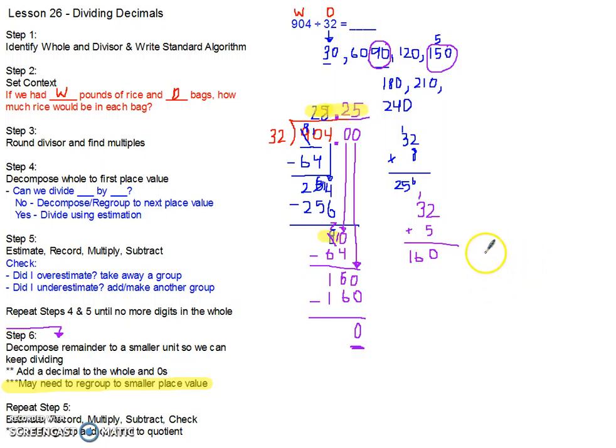You also can check your answer, which is the final step, and you check your answer through multiplication. So whereas before when we had the remainder, we just added the remainder on, now that we have continued dividing into decimals and we don't have a remainder, we just multiply the quotient by the divisor. 32 multiplied by the quotient, which is 28.25.